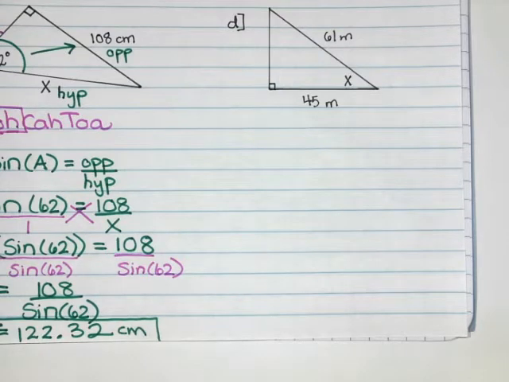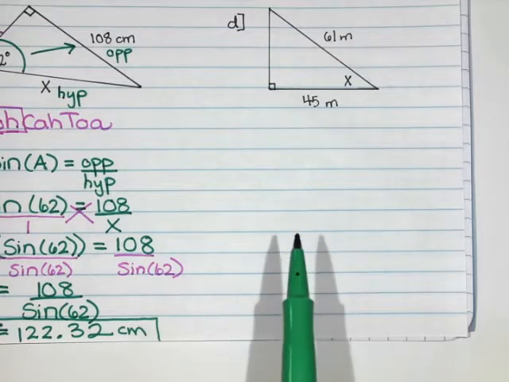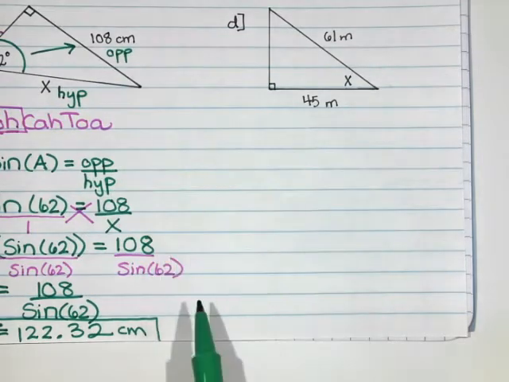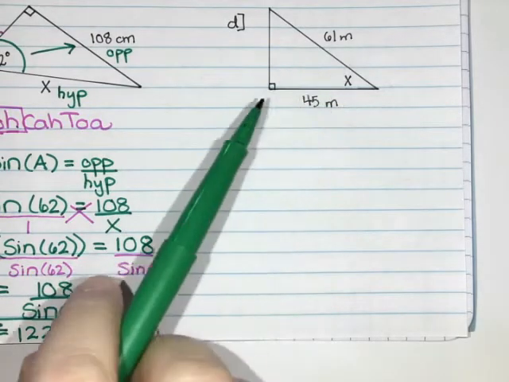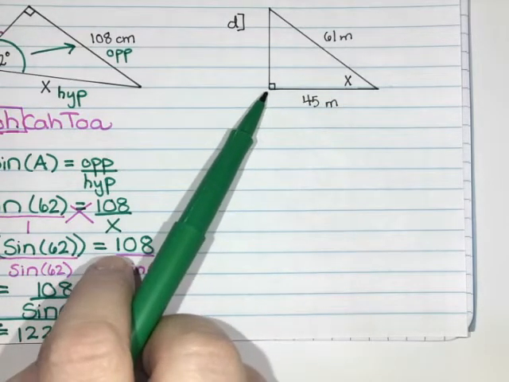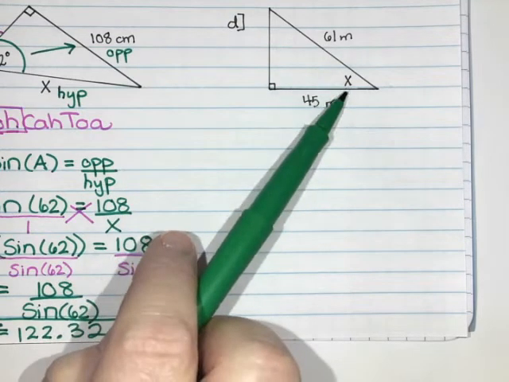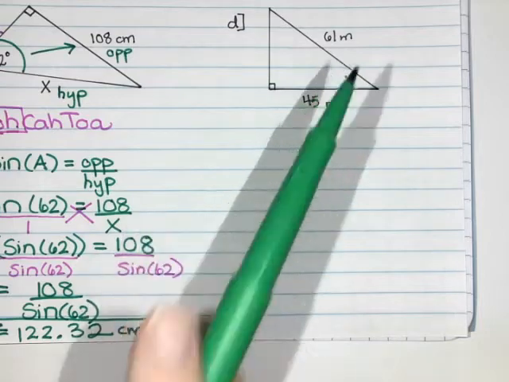This is our last example from our right triangle practice. We've been trying to solve for x in each of the triangles that we've been looking at. So in our final example here, I have a right angle triangle. It has a side of 61 and 45, and this time we're trying to solve for angle x.